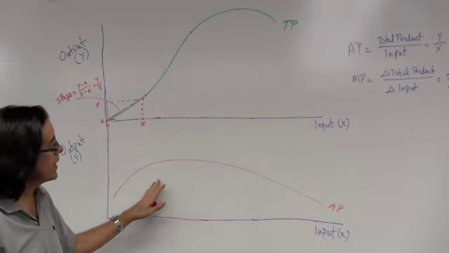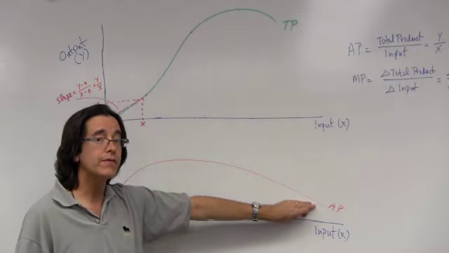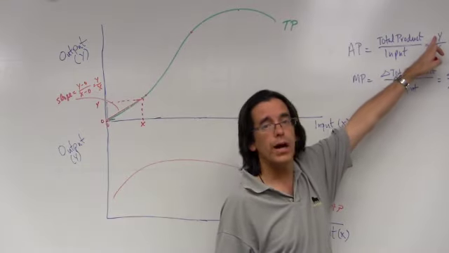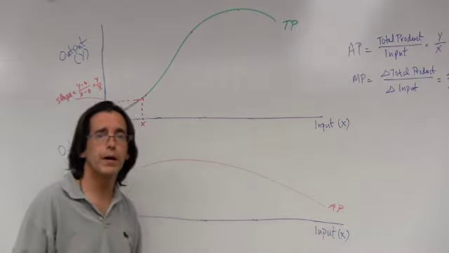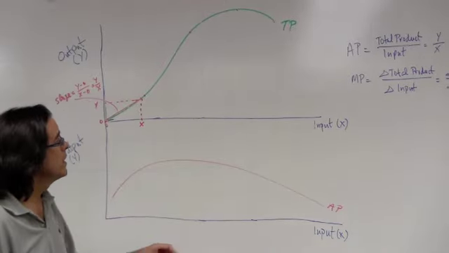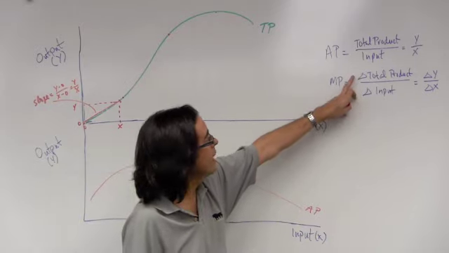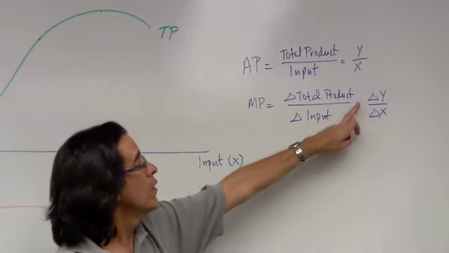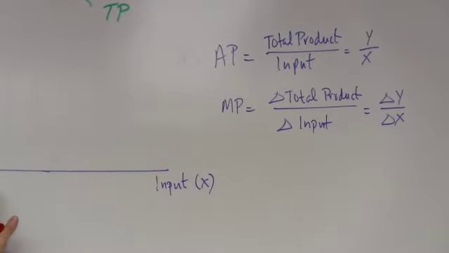So the next concept is, oh, and one last point is average product will never be negative, because average product is always positive output, positive input. So if you're dividing a positive by a positive, it will always be positive. Okay, next idea is the marginal product. Again, we define that as being the change in total product divided by the change in input, or in this case, change in y divided by the change in x.